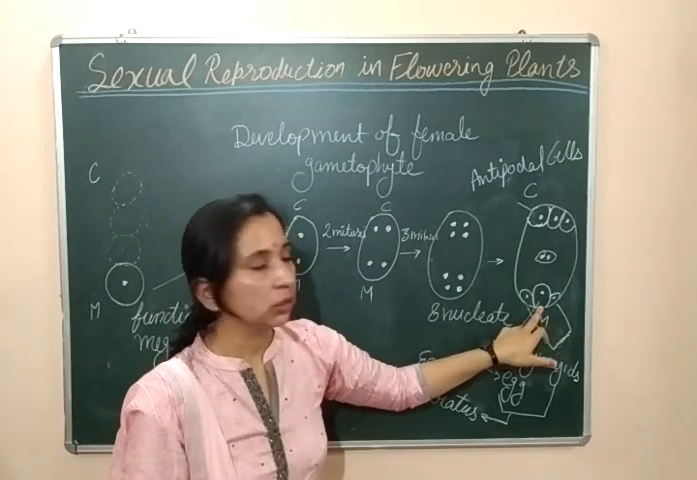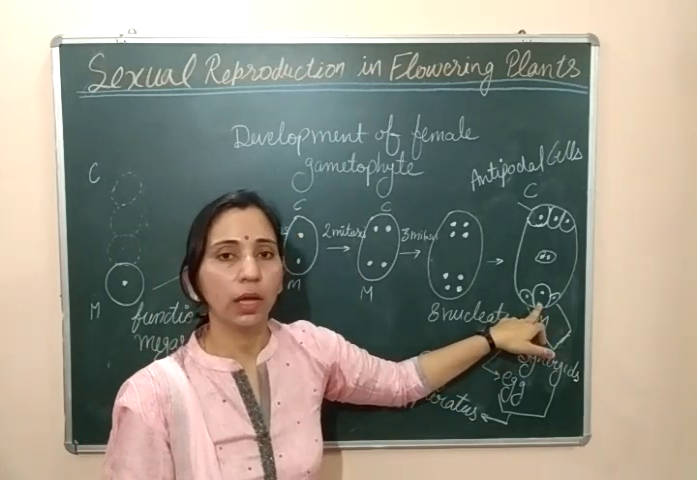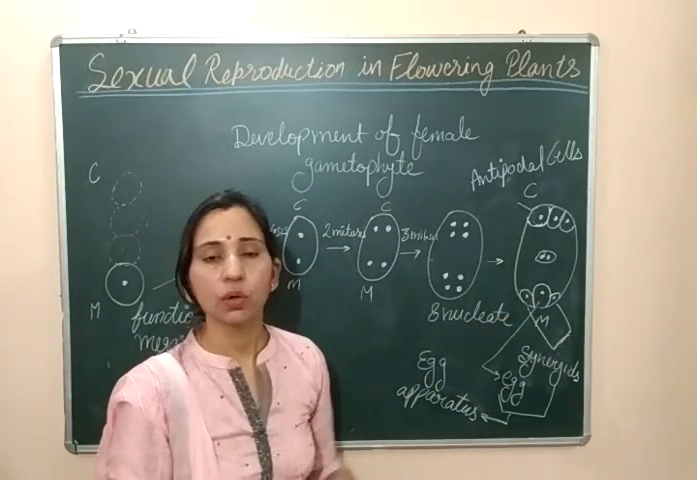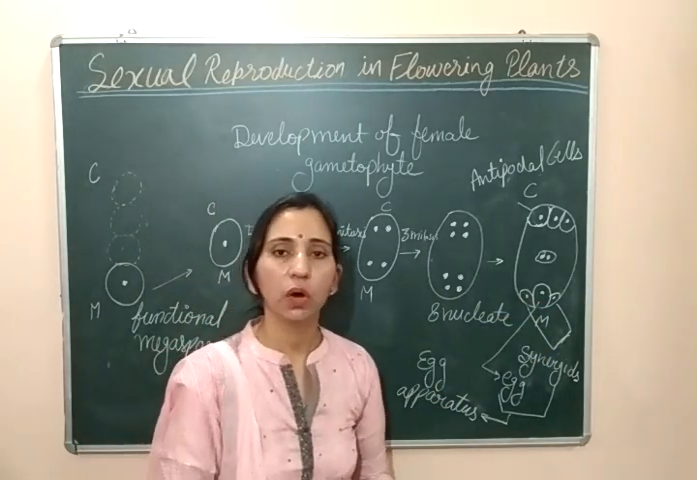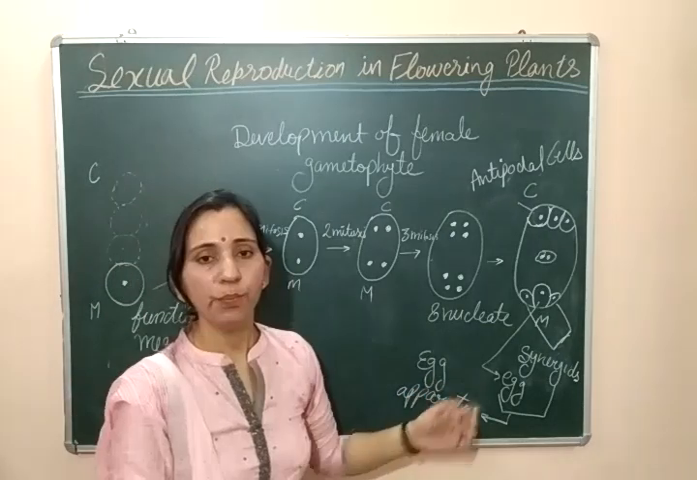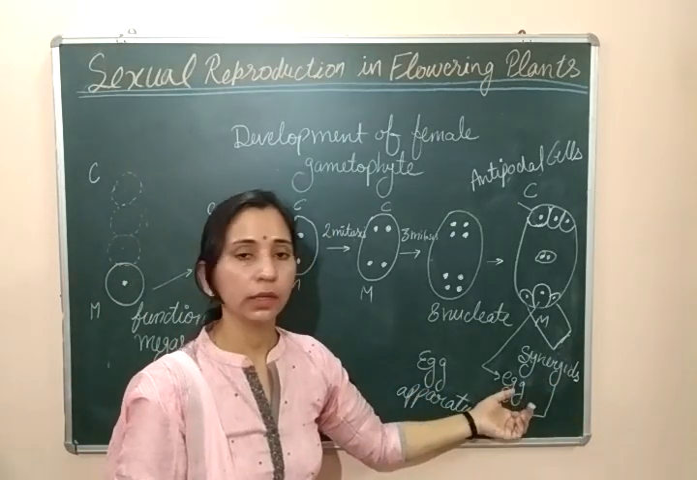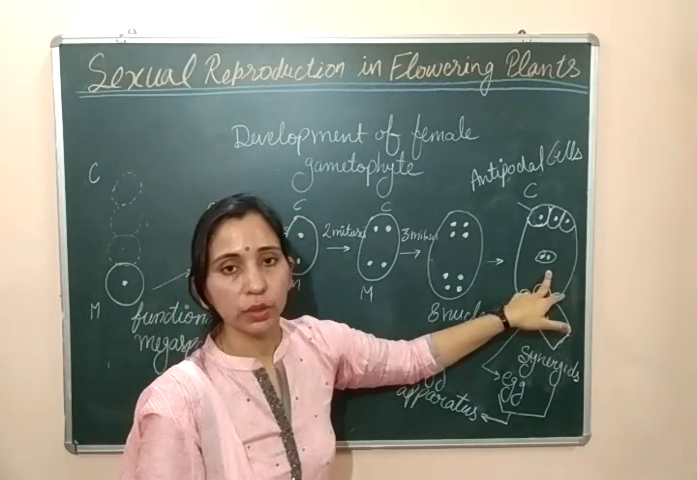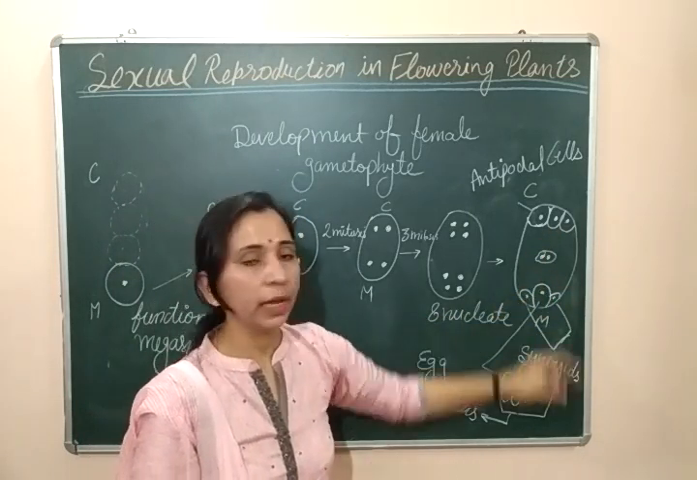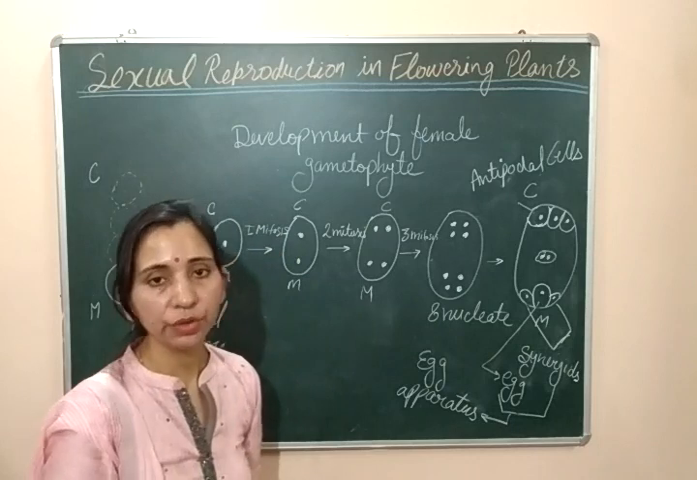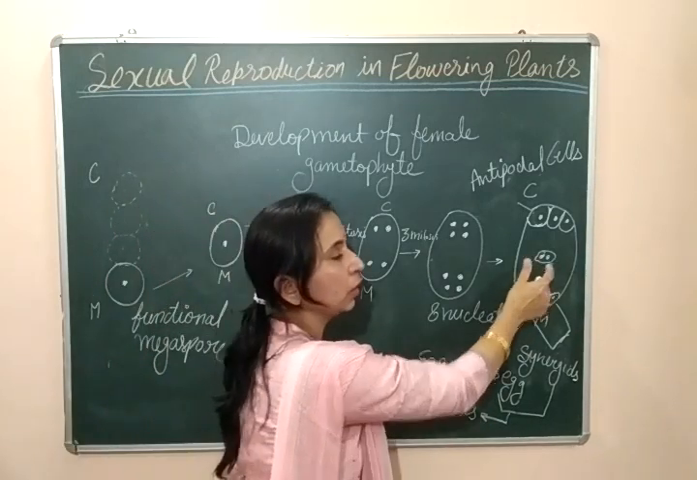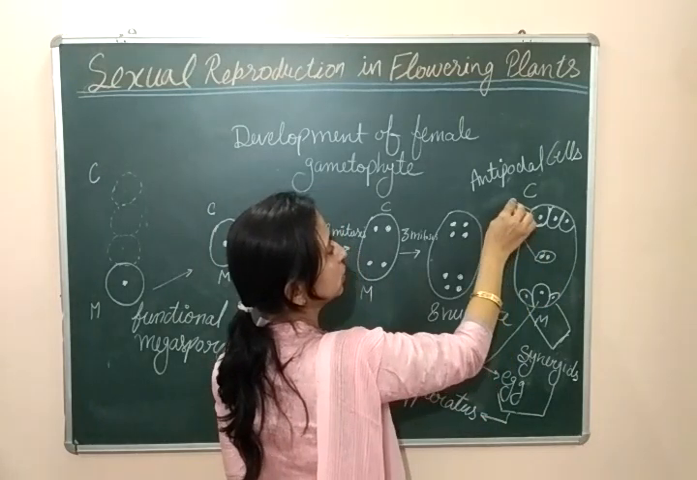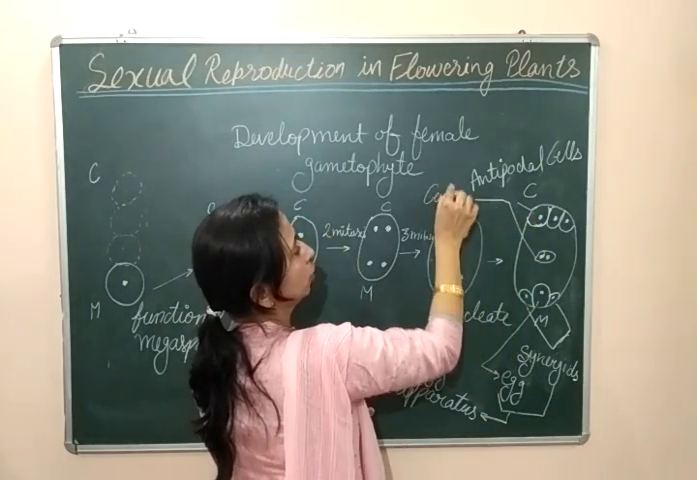The one larger cell is called the egg, that is the female gamete, and with the egg 2 cells are also present. These 2 cells are known as synergids. The complete combination of synergids and egg is known as the egg apparatus. And the rest 2 nucleus, which are left, arrange themselves in the center of the embryo sac by forming a single larger central cell. This is our central cell, in which there are 2 nucleus.